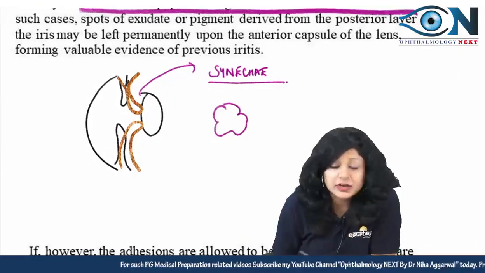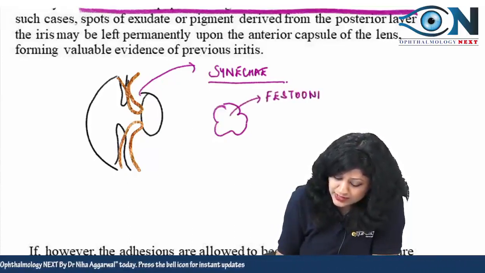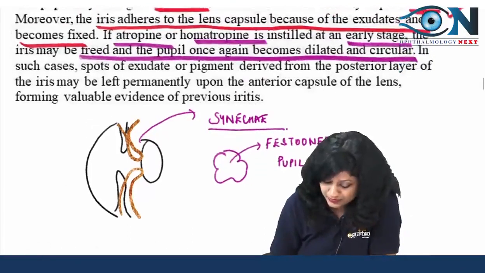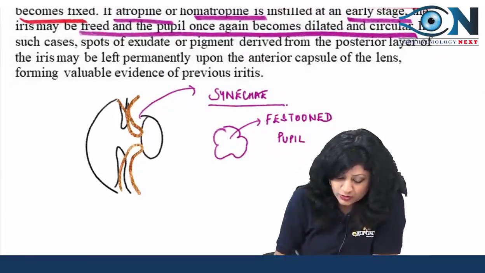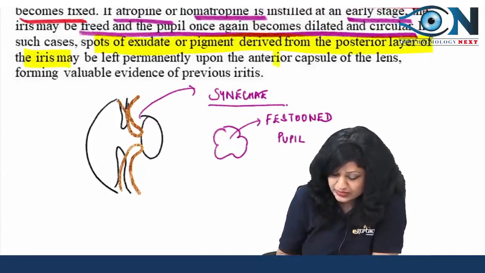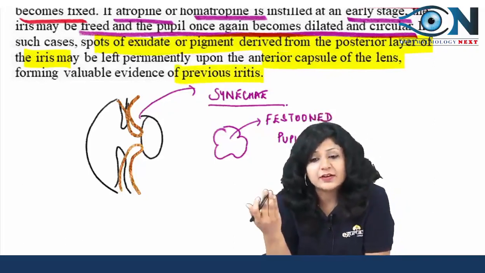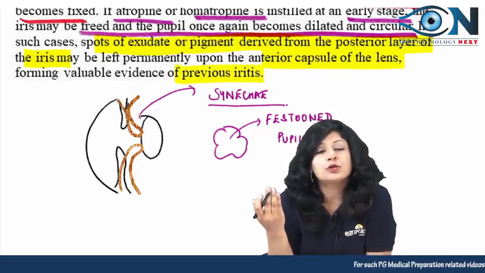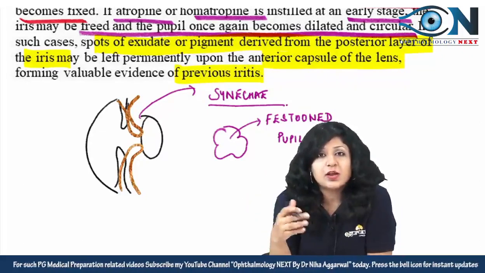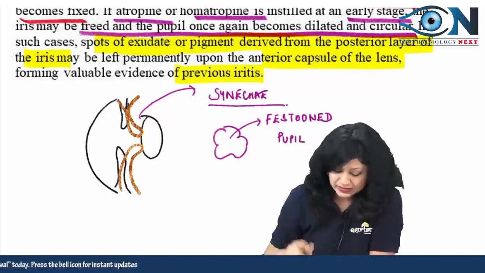If it is irregularly dilated, then this is called the festooned pupil. In such cases, we can also have spots of exudates, or the pigment derived from the posterior layer of the iris may be left permanently over the anterior capsule of the lens, and that can form evidence of previous iritis. Like we see in cases of acute congestive glaucoma, where we always have that walk stride, similarly, if you look at a patient who had previously suffered an attack of iritis, again you are able to see some evidence on the slit lamp.